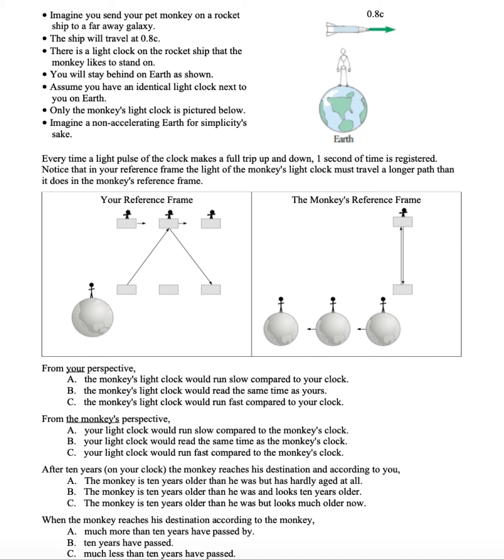A light clock can consist of mirrors and a light beam. The light beam is emitted from one side, goes up, strikes a mirror on the other side of the clock, and then comes back. When it comes back, 1 second of time is registered.